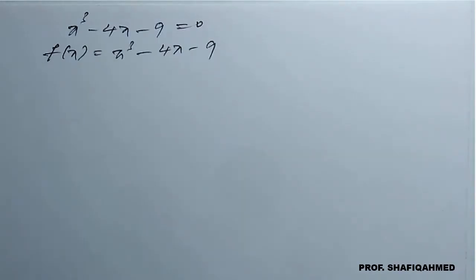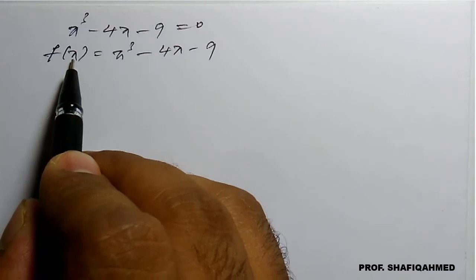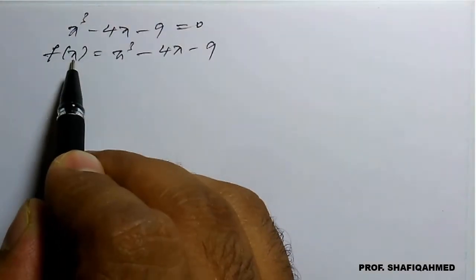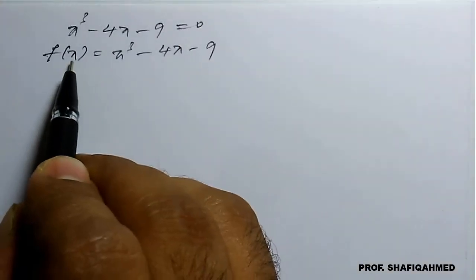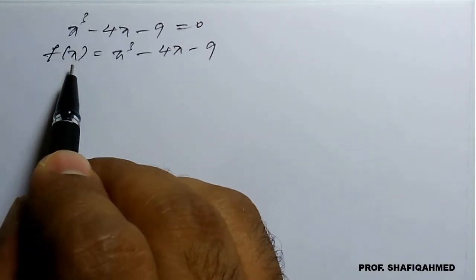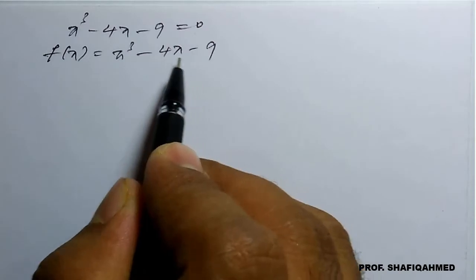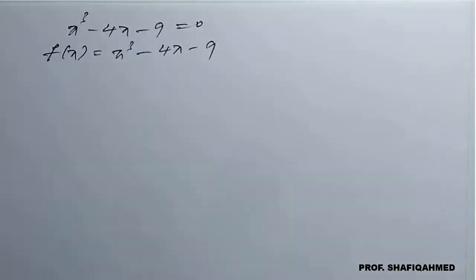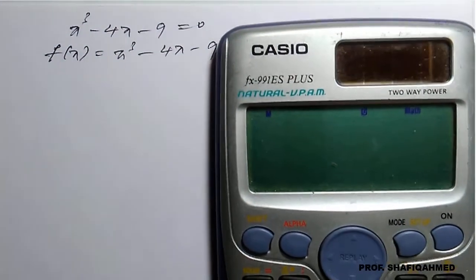We have to start putting in values: put x equal to 0, what answer do you get; put x equal to 1, check; 2, check; 3, 4, 5, 6. Put x equal to 0, 1, 2, 3, 4, 5 if you go manually. Or if you want to use the calculator, I will show you here.